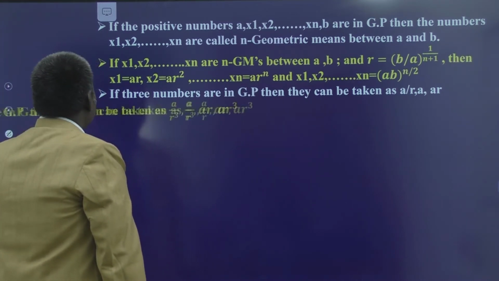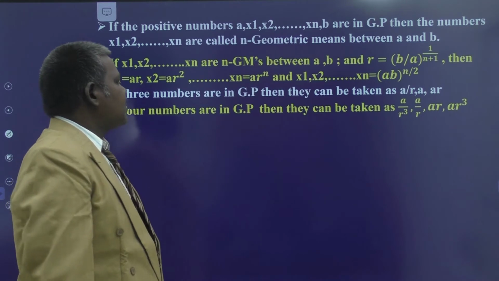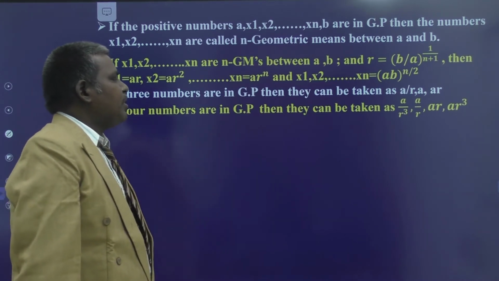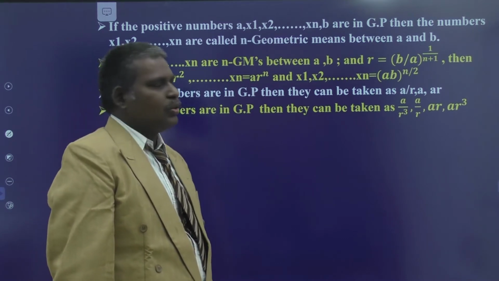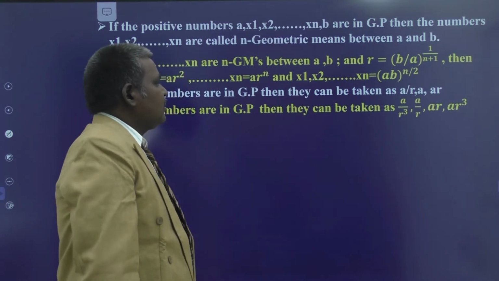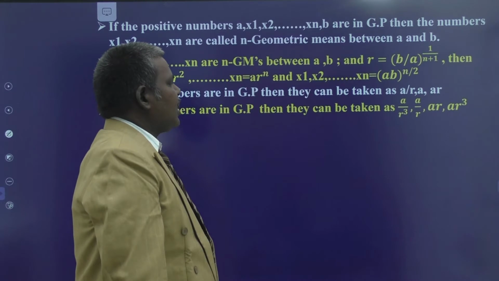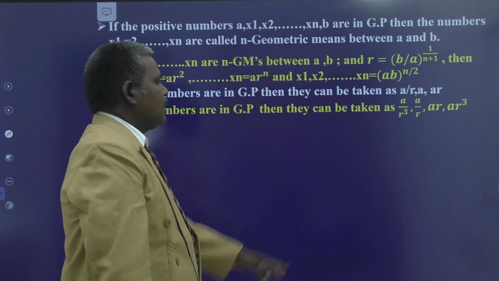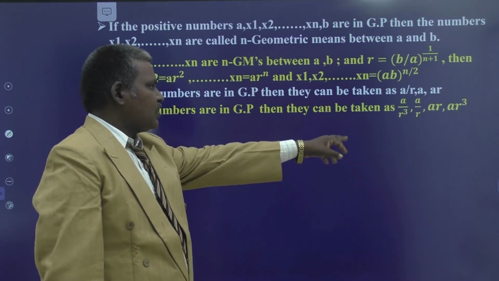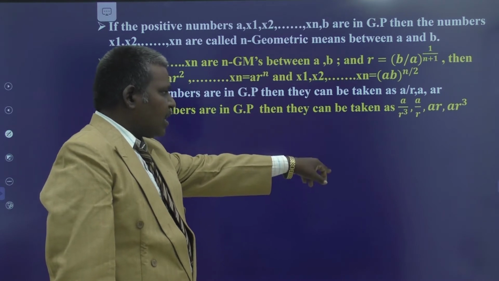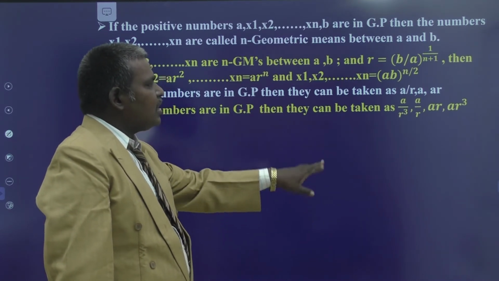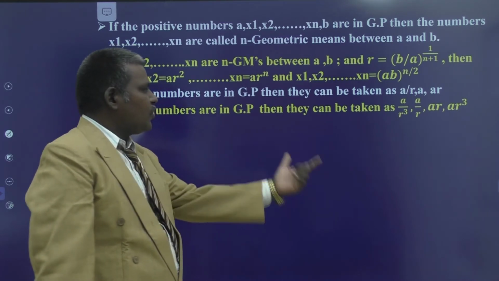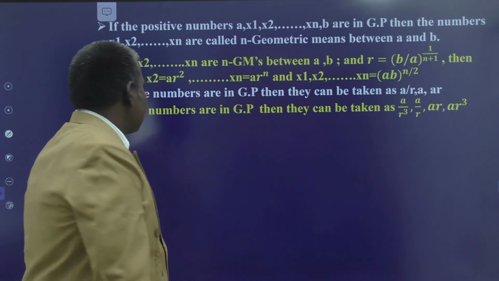Next one. If four numbers are in geometric progression, they may be taken as a by r cube, a by r, ar, ar cube. So you can check. These are also in geometric progression with common ratio r square, my dears. r cube by r is what? r square. a by r cube is what? That is also r square. ar by r is also r square. So these four numbers form a geometric progression.